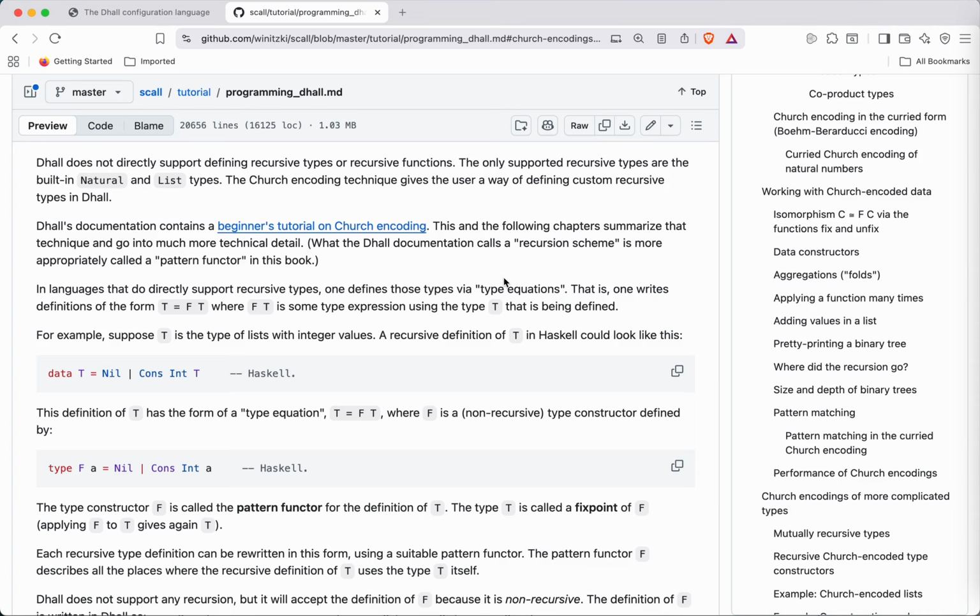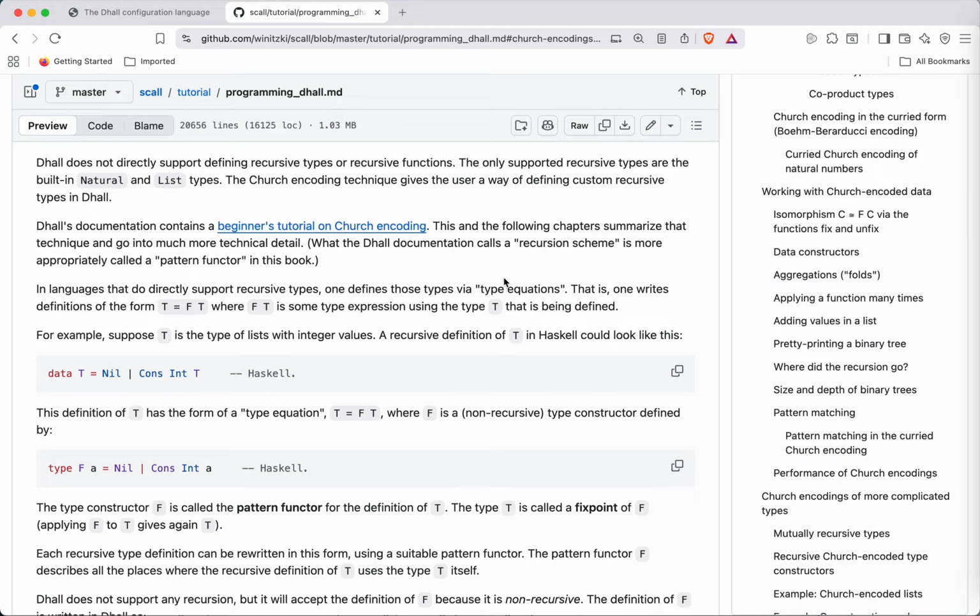Now, this doesn't do a great service to what church encoding could be, because when you are working in a statically typed language with type constructors and higher kinded types, church encoding becomes much more powerful. It becomes a powerful means of encoding any sort of recursive data type, or even dependent types, GADTs, existential types, and all sorts of things that are useful in advanced functional programming. And yet you can encode all of this without having these features in the language.